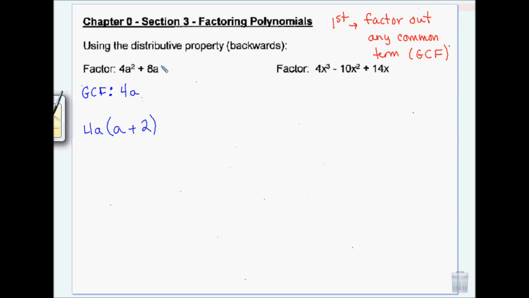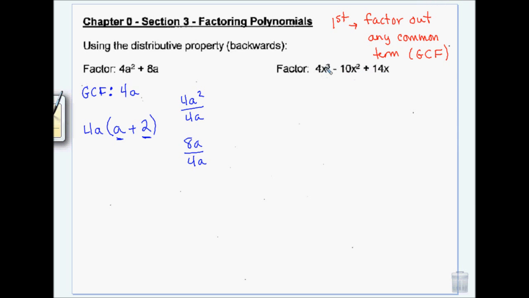So what I've done is I've looked at the 4A squared and the 8A, and figured out what can divide into both of them. Okay, that part's good. Now I take what I found and put that on the outside. Then I divide, essentially I'm taking 4A squared and dividing it by 4A. And that's where I got this A. Then I take 8A and divide it by 4A, and that's where I get that 2. Better? Yes. Okay.